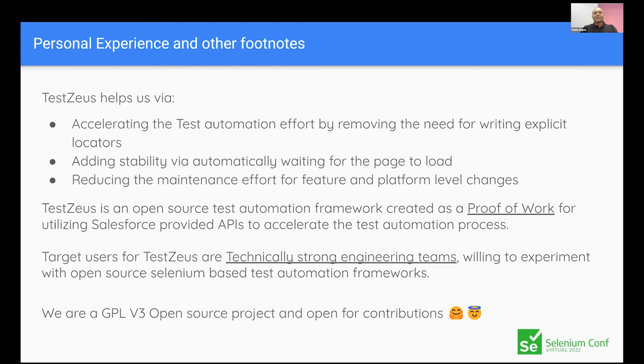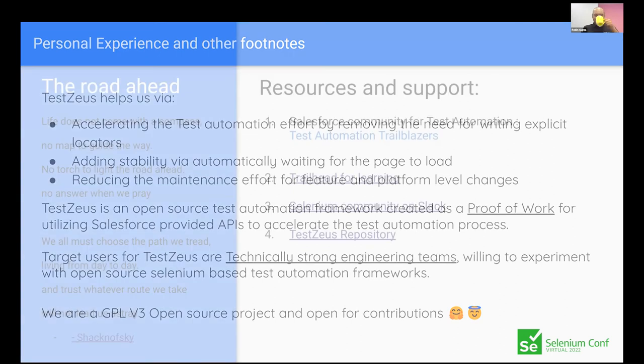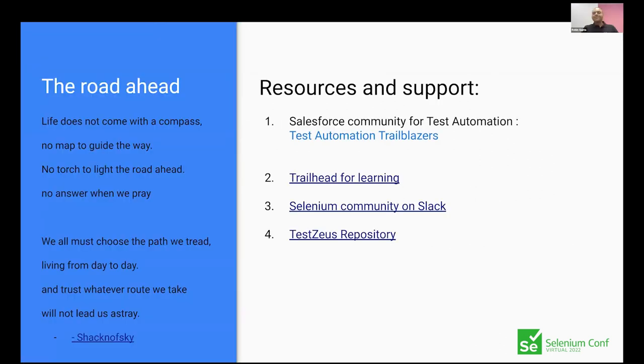So the road ahead, there's a small poem on the left-hand side, which definitely inspired me. And on the right-hand side, we have some resources and support. The links will be there in the slide, which we will share. Salesforce has its own community of test automation trailblazers. So that link is there. They also provide the trailheads for learning. Trailheads are, you can think of them as free online Udemy courses where you can learn Salesforce specific concepts.